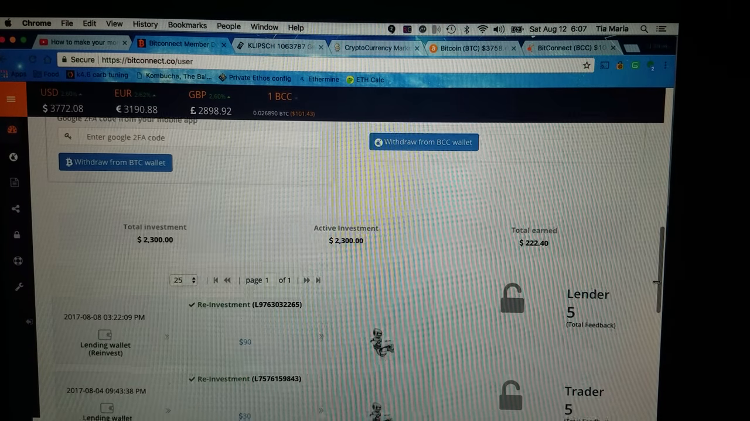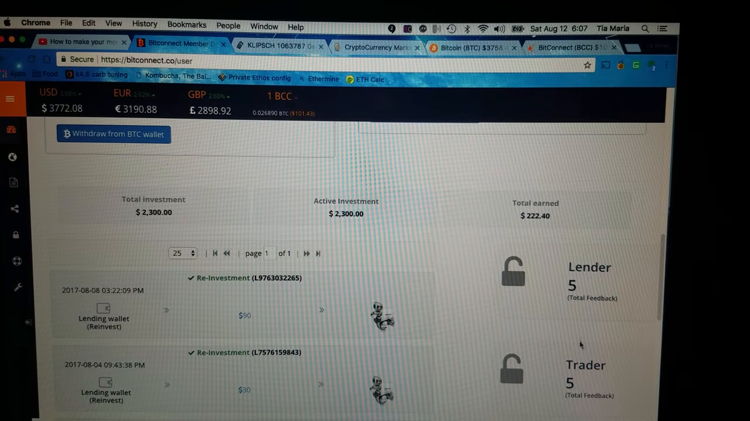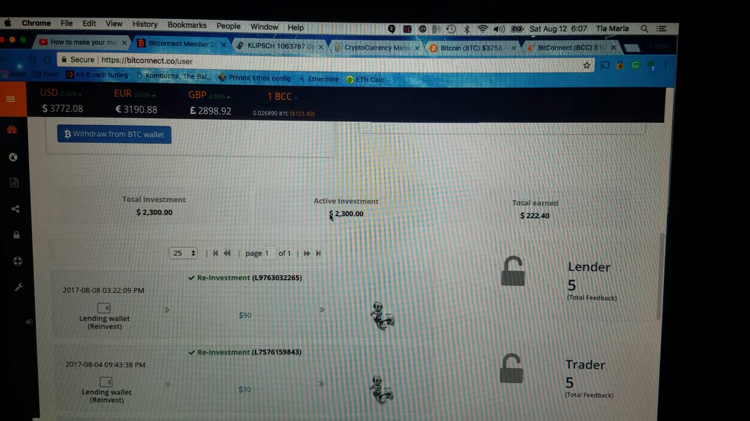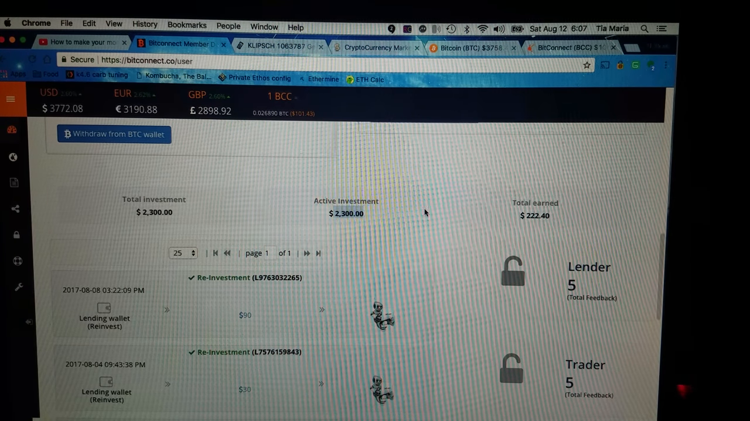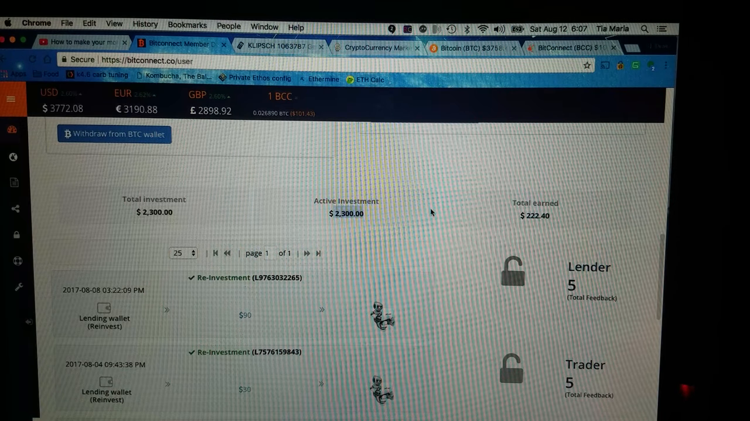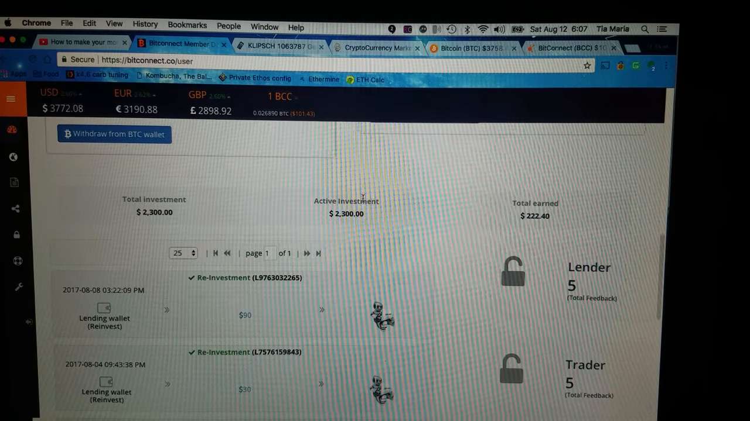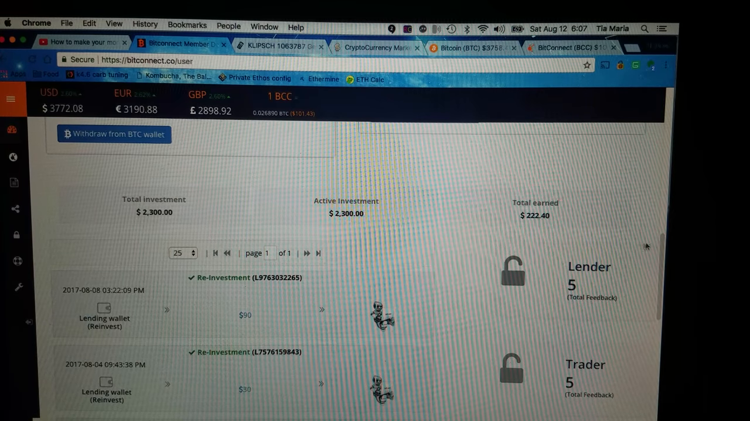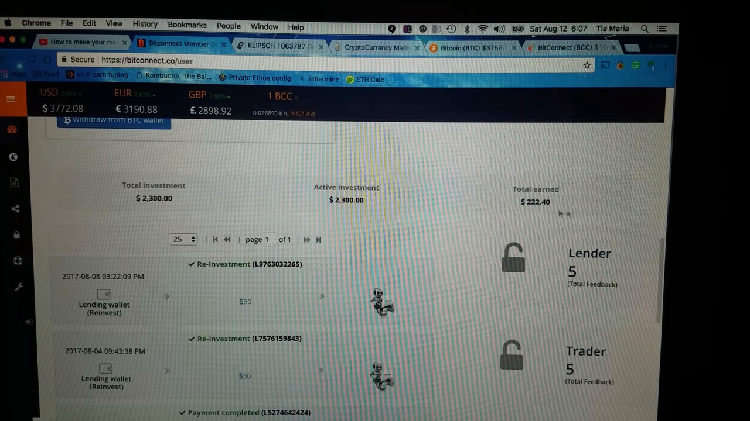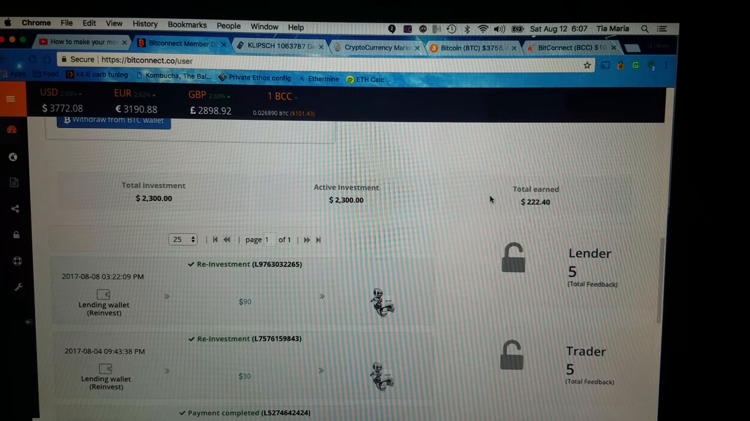Why, do you ask? Well, over the course of less than a month, I've earned $222.40 with an active investment of $2,300. Now, I invested $2,160 of my own dollars, and the rest is profit or reinvestments. Now, $222.40 is what I've earned, okay?